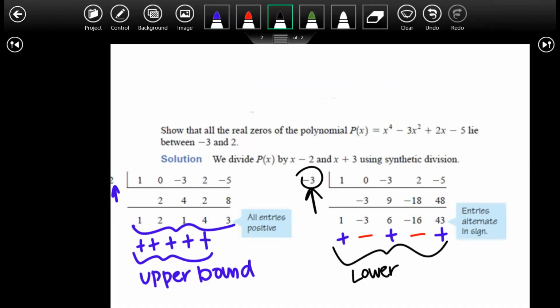So you guys have already been doing a lot of these. I'm going to show you what I mean by that. So that's all you got to do. Doesn't matter if there's zeros. If there's zeros in the entries, they're just zeros, right? But if they alternate signs, we're going to look at them.